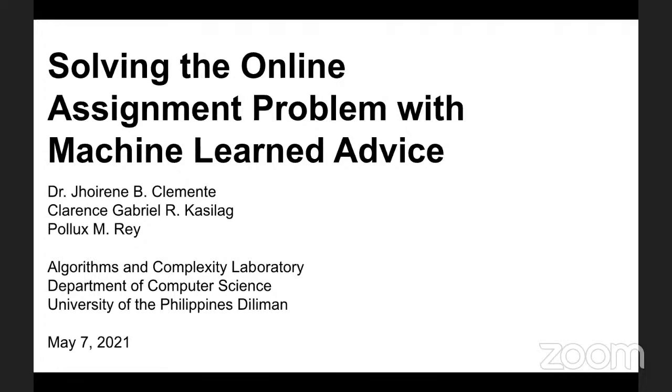Good morning, I'm Pollux. Joining us for this presentation is my research partner, Clarence Casilag, and we are under the supervision of Dr. Joyrene B. Clemente. The title of our undergraduate research paper is Solving the Assignment Problem with Machine Learned Advice. We showed that as the prediction error for the machine learned advice decreases, the solution quality or the competitive ratio of the algorithm for the online assignment problem becomes better. But before we dive deeper into the results and the methodology used to obtain this observation, let us first introduce the concepts needed to understand them.